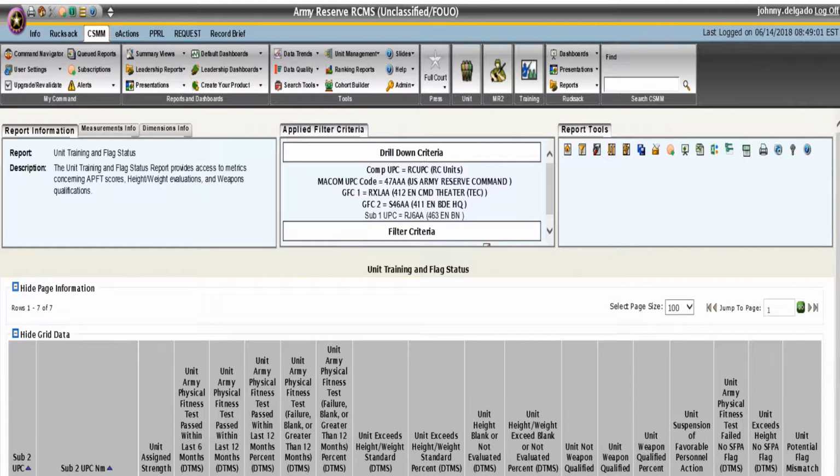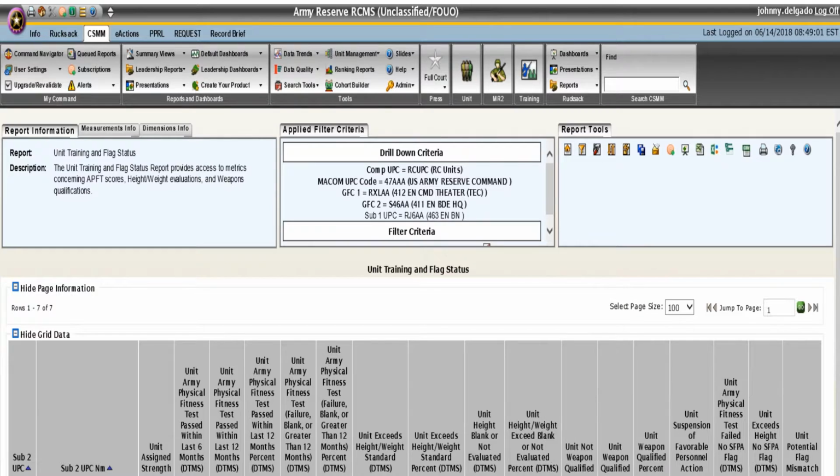I understand that there's a couple of day delay between DTMS and RLAS, but this is where you can find out that type of information very quickly and make sure that everybody that took that APFT test in May is now flagged in June. Or, oops, I might have missed a flag on one or two of the people that failed an APFT test. So that's that information there.